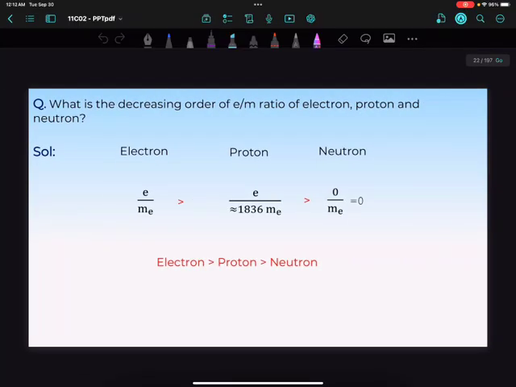Let's solve some of the questions based on it. What is the decreasing order of the e by m ratio of the electron, proton and neutron? So electron, proton, neutron: the value that we should know is that the electron has the highest e by m ratio, then comes the proton and then comes the neutron. Okay.